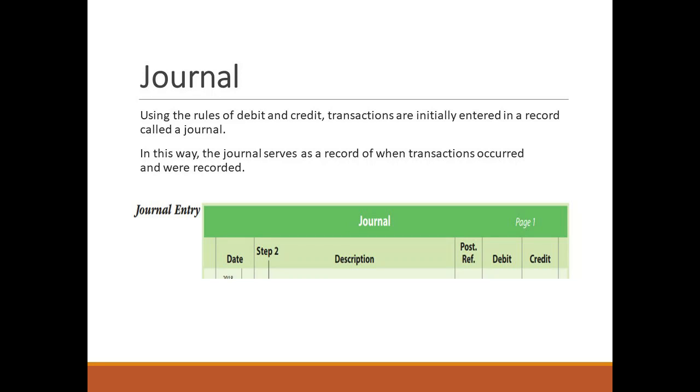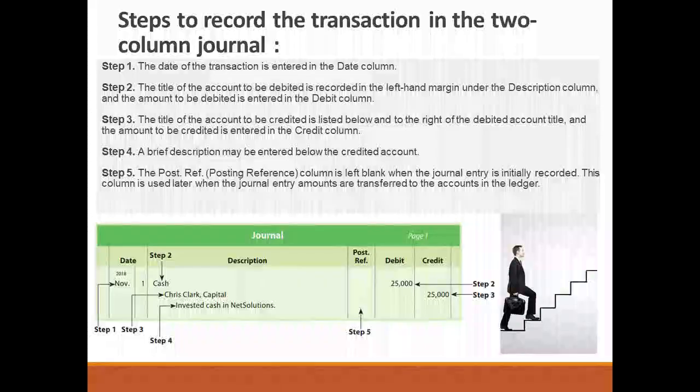Using the rules of debit and credit, transactions are initially entered in a record called a journal. In this way, the journal serves as a record of when transactions occurred and were recorded. The November transactions of NetSolutions are still used to illustrate how to journalize the transactions. The transaction is recorded in the two-column journal using the following steps.